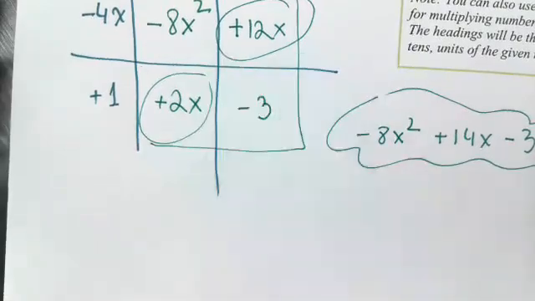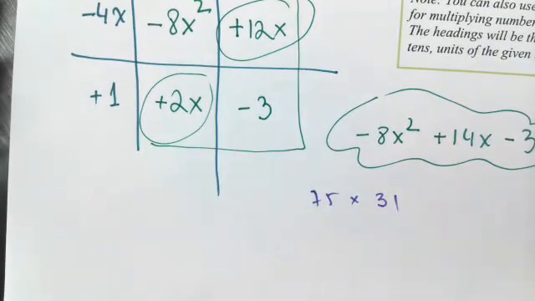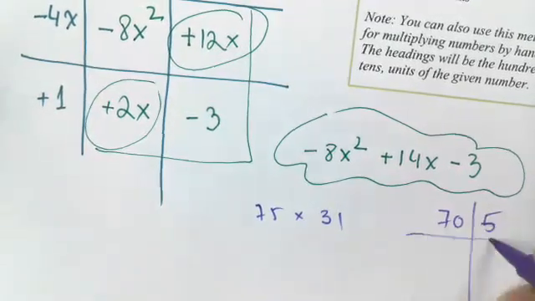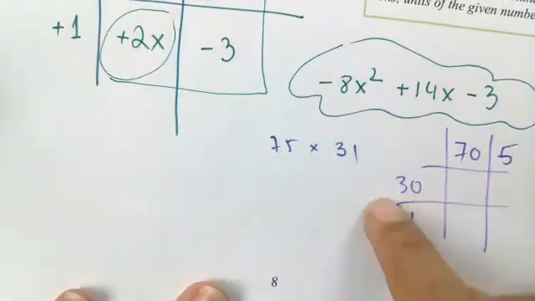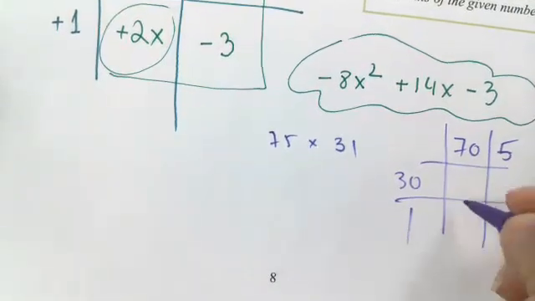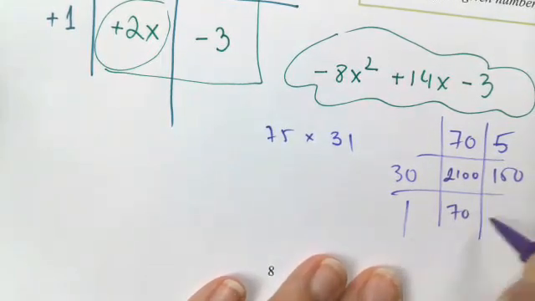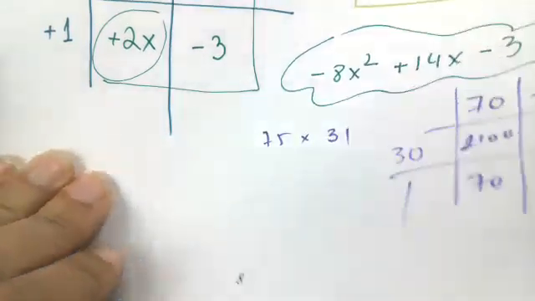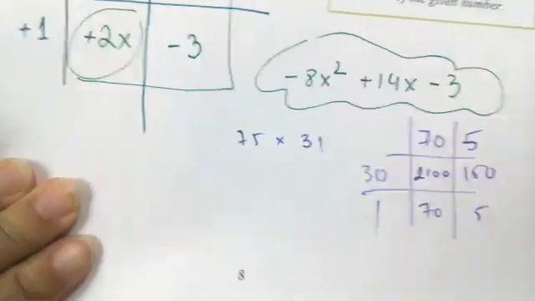But I like this one again for mental math, right? So you do 75 times 31. You can just do 70 and then 5. And you do 30 and 1. And then you just multiply through, 3 times 7 is 21, 2100, and then 150 and 70 and 5, and then you just add all these together, right? It's pretty cool. You don't need a calculator to do it, if you understand this method.